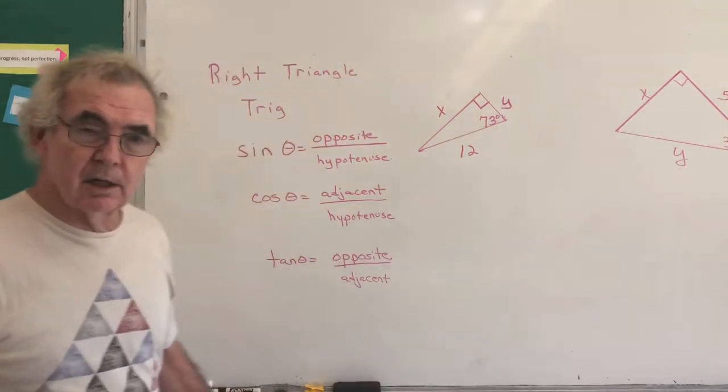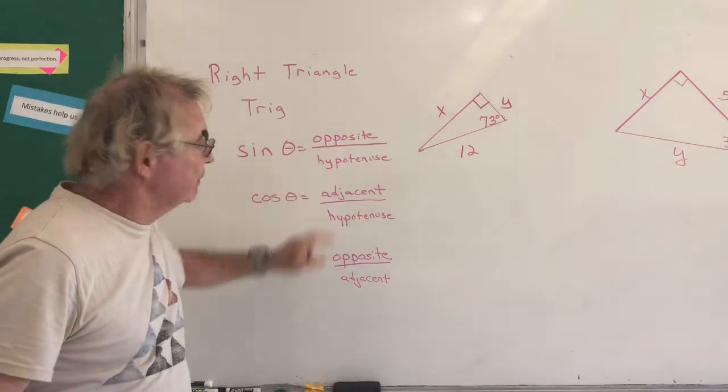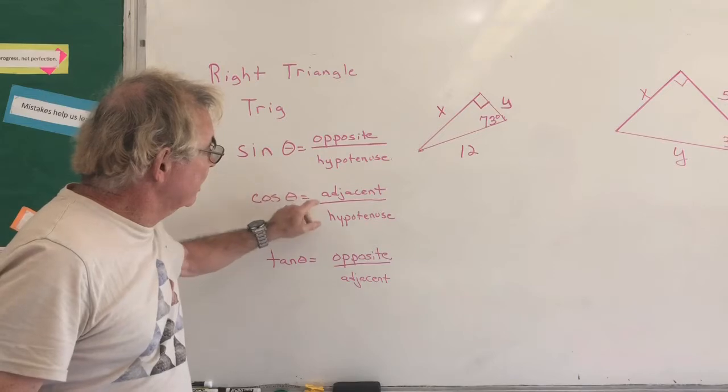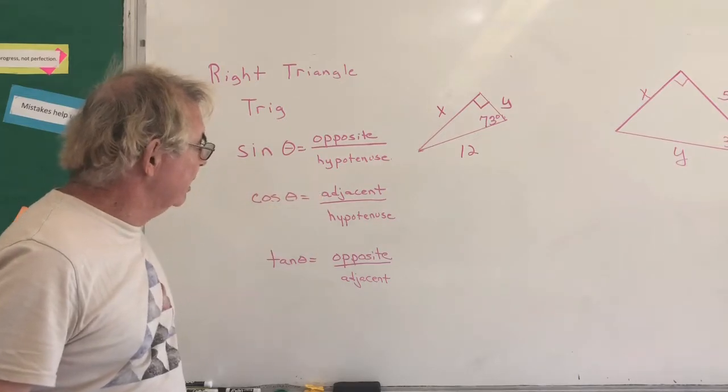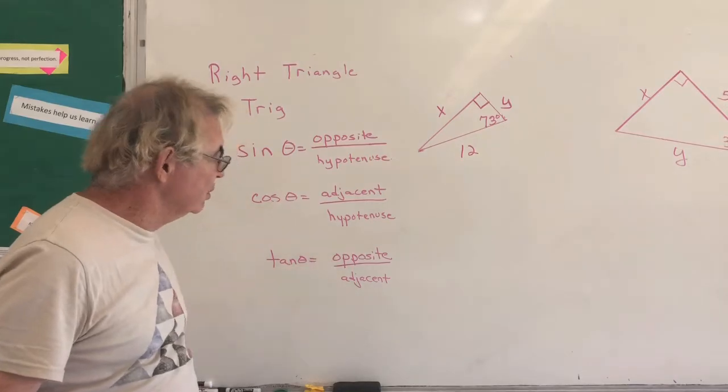There is the sine of an angle, which is the opposite over the hypotenuse. There's the cosine of the angle, which is the adjacent over the hypotenuse. And there's the tangent of the angle, which is the opposite over adjacent.